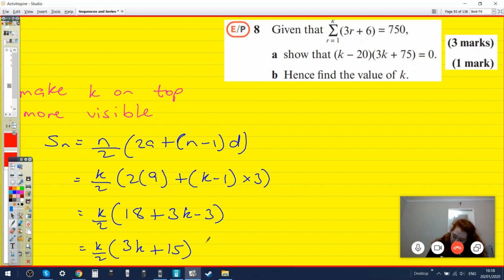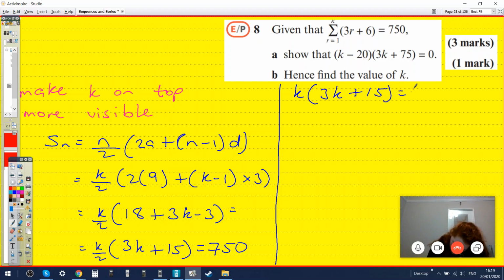And then that's equal to 750. Yes. If we bring the 2 to the other side, and then we've got 1,500. We can expand the brackets. And to make it a quadratic, just bring the 1,500 over to the other side to minus it.